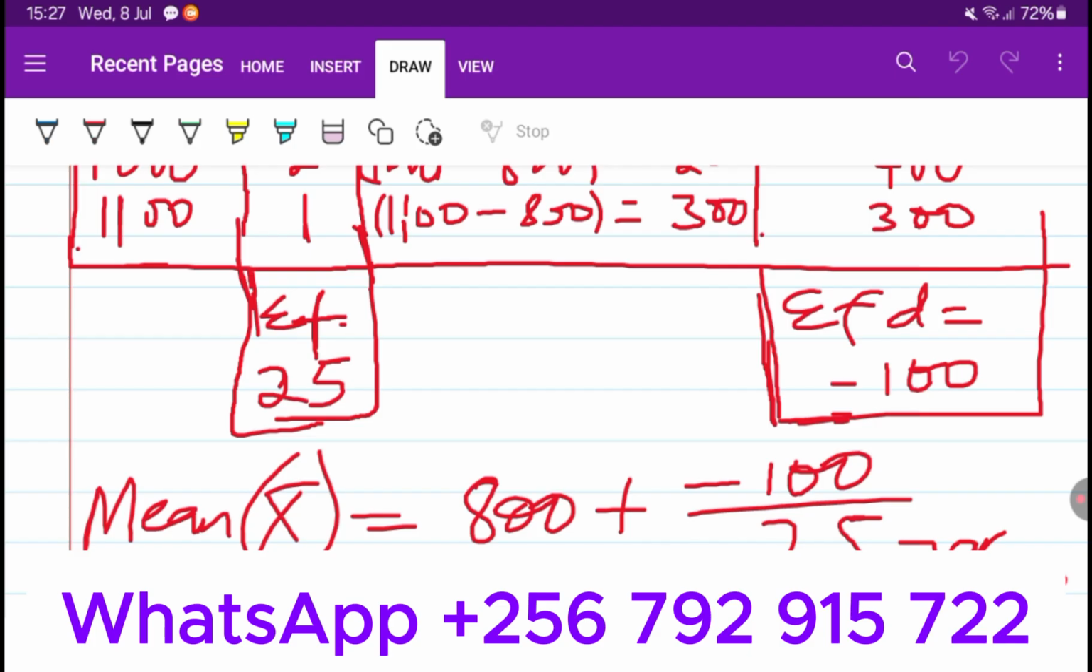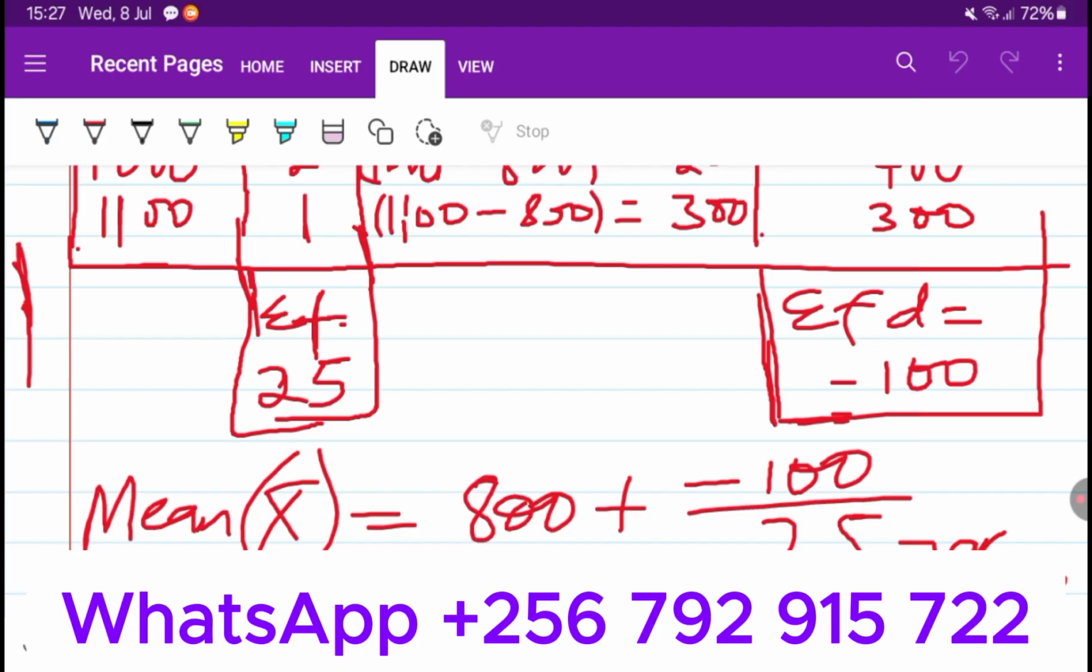Now I want us to look at one last portion in regards to ungrouped frequency distribution as far as mean is concerned. I want us to compute one last item to do with the mean, and then we shall look at the mean for grouped data or grouped frequency distribution.